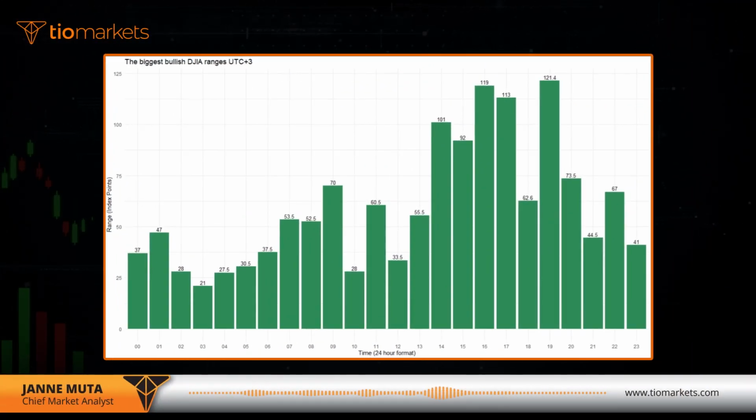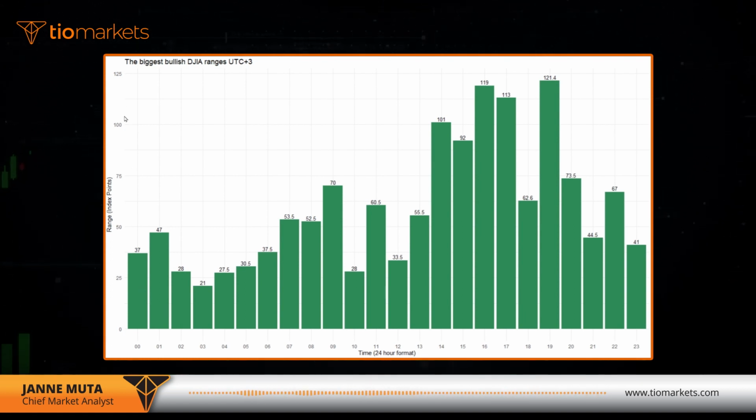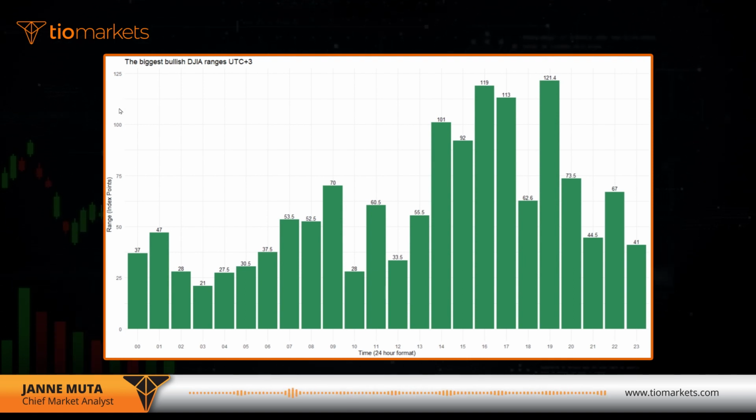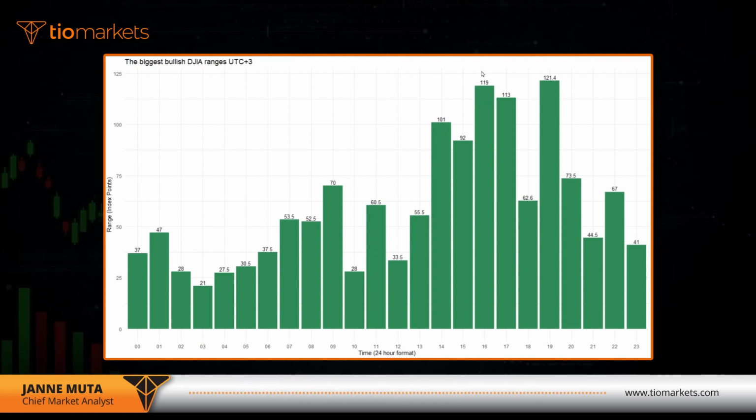In this chart, we have the biggest bullish Dow Jones ranges in UTC plus 3. You can see the timestamps on the x-axis here, and then on the y-axis we have the ranges in index points. And to give you a reference point, here is the New York Open. The New York cash equity session starts to trade at 16:30 my time, UTC plus 3.